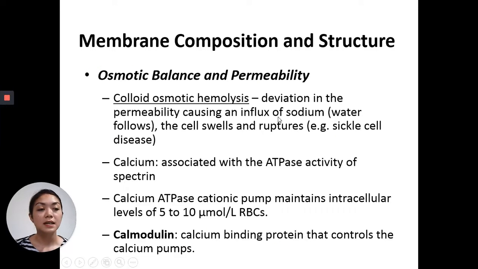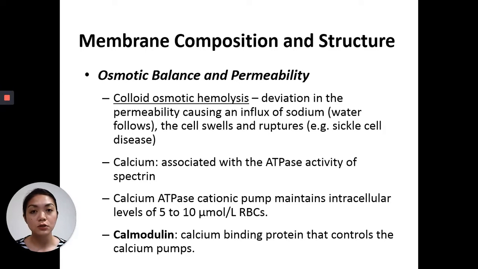We will discuss sickle cell disease later. By the way, the term for the hemolysis due to the influx of cations into the cell followed by water is called colloid osmotic hemolysis. The reason for this is that the pump is not functioning well. Next, another cation, the calcium-magnesium ATPase pump.